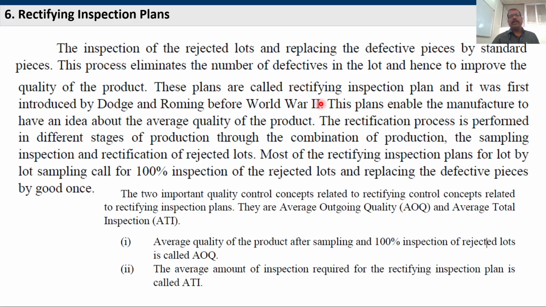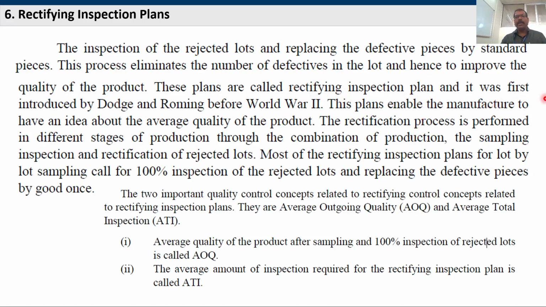These plans are called rectification inspection plans, and they were first introduced during World War. Mostly, they were simply rejecting the batch during that period, which made no sense because they had involved lots of money, labor and time. So instead of rejecting, what they did was replace the samples they took from the subgroup with standard ones, and they accepted that. There is a chance of risk also, but they didn't want to reject subgroups, so they replaced.